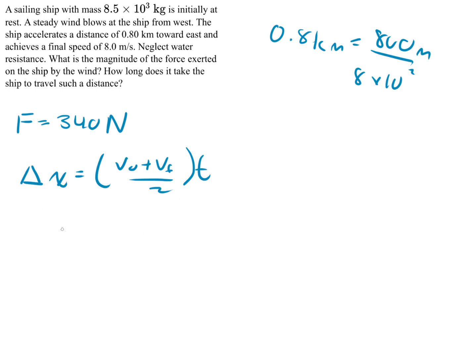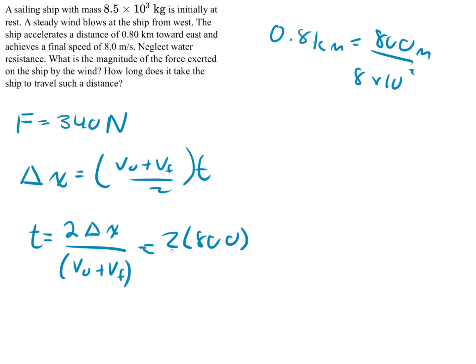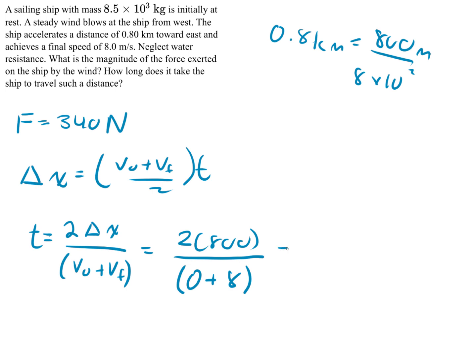So now we just need to rearrange to solve for time. If you solve for time, you should get the time is equal to 2 times the displacement divided by the sum of the initial and final velocities. So now all we need to do is simply plug everything in. Sorry, that's a really bad equal sign. So 2 times the displacement of 800 meters divided by the initial velocity plus the final velocity. And if you evaluate this, you should get that the time is equal to 200 seconds.